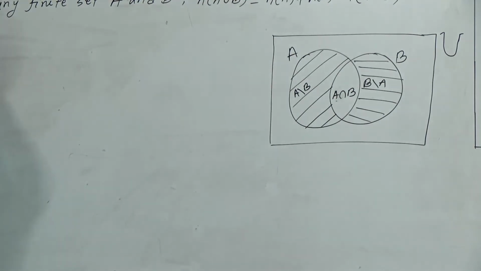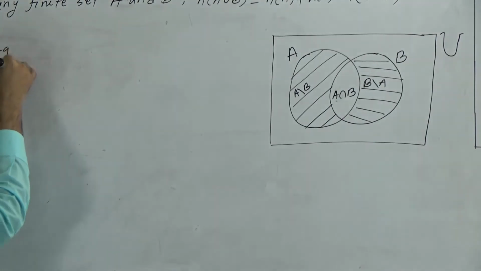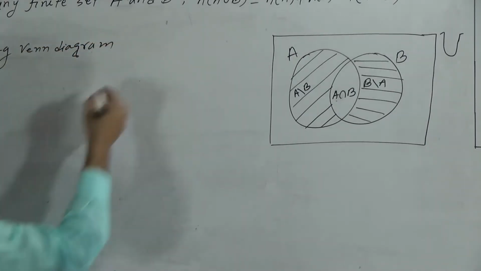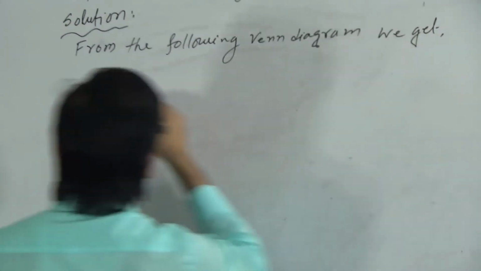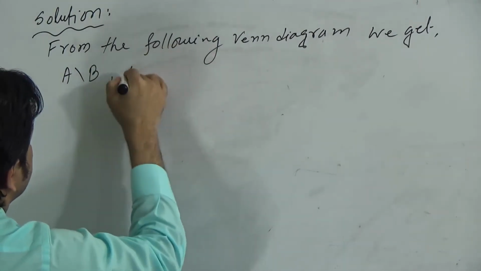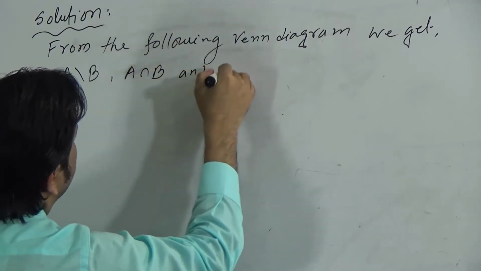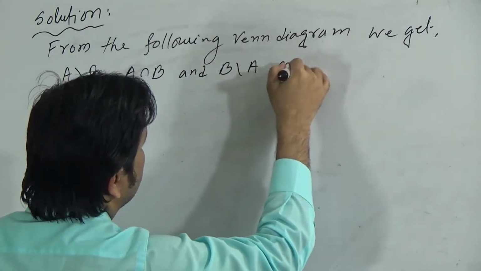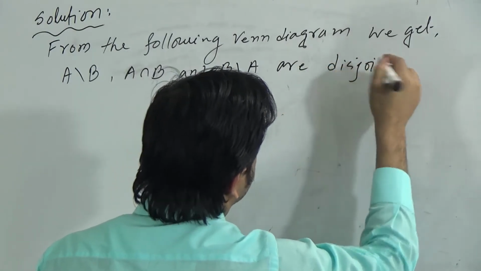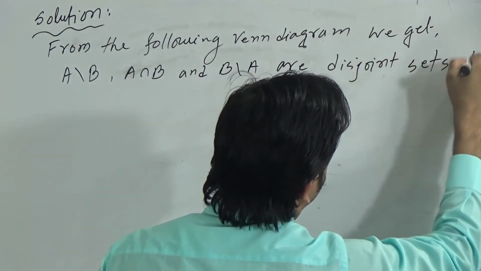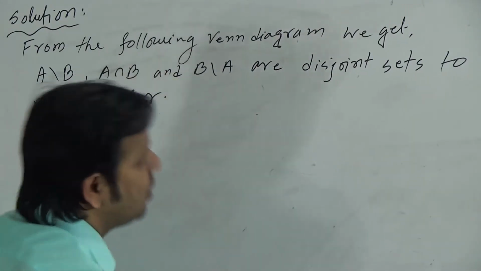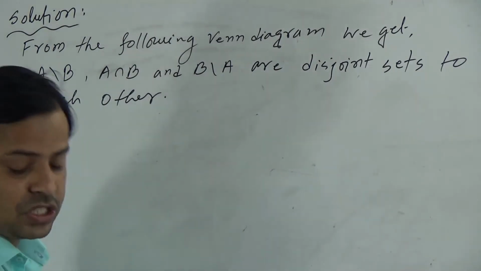From the following Venn diagram, we get A delete B, A intersection B, and B delete A are disjoint sets to each other. As these three sets are disjoint, now we can present set A.